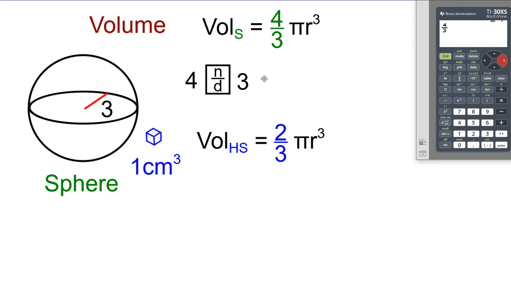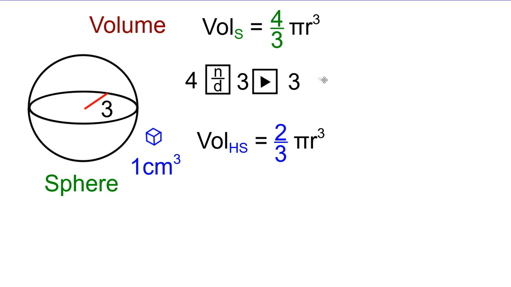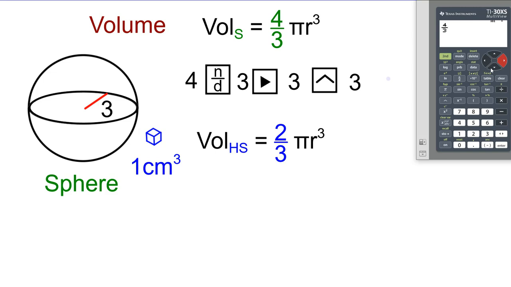So I need to do the radius cubed, which in this case our radius is 3. So what I'm showing here are the keystrokes. So important thing to do, so we put in the 3, then we need to arrow over to the right to leave the fraction. So then we're going to do 3 caret, which is our caret button here, which means to the power of 3, and that's going to give us a total answer of 36.